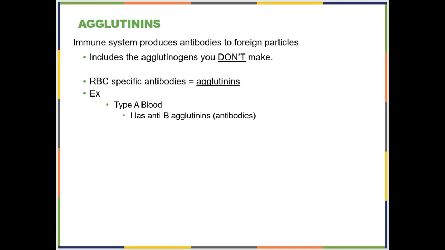So theoretically, you have antibodies to any antigens that don't exist in your body, which means you produce antibodies to all of the agglutinogens that you may not have. These antibodies are called agglutinins. So the cell surface protein is called an agglutinogen. You produce antibodies called agglutinins, right? And it is the agglutinins that are going to recognize the agglutinogens. So the agglutinogens in this scenario are antigens. They're being recognized by the antibody.